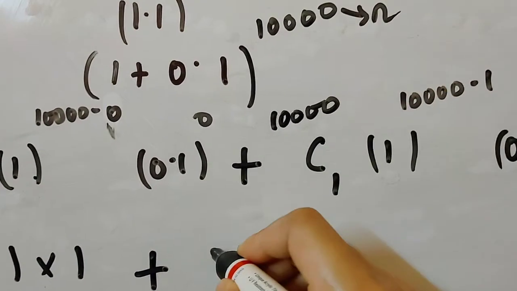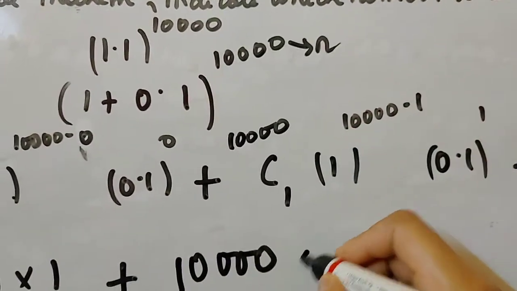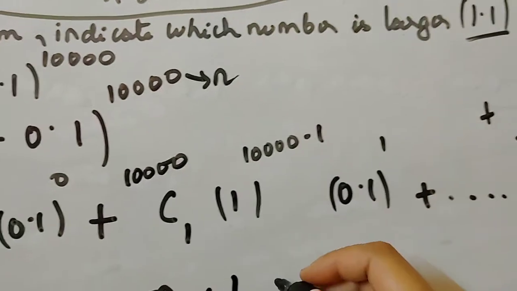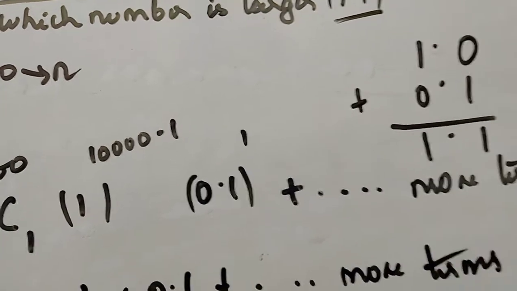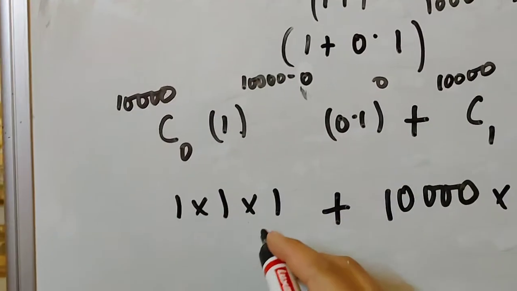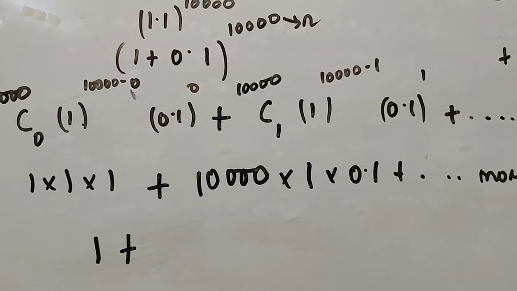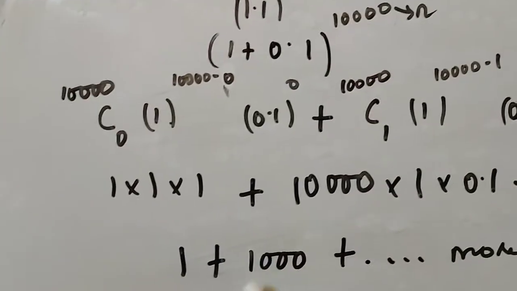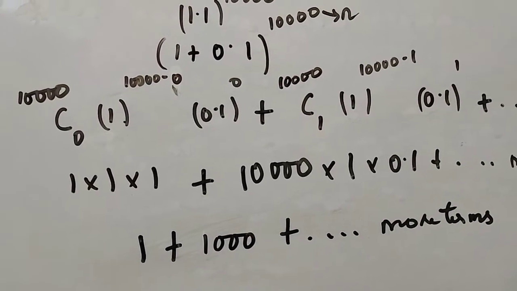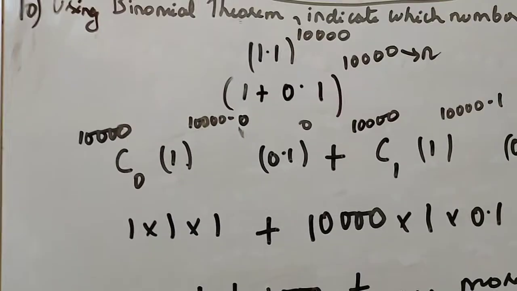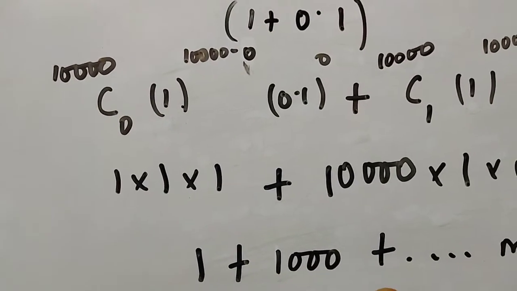Straightly I can write 10,000 only here. 1 to the power anything is always going to give me 1. 0.1 to the power 1 will be into 0.1, plus more terms. Now here is 1 plus 10,000 into 0.1. So here we got 1 plus 10,000 into 0.1. I will get 1,000, plus more terms will be coming. So if you calculate just the first two terms, what you have got is 1 plus 1,000, 1,001.